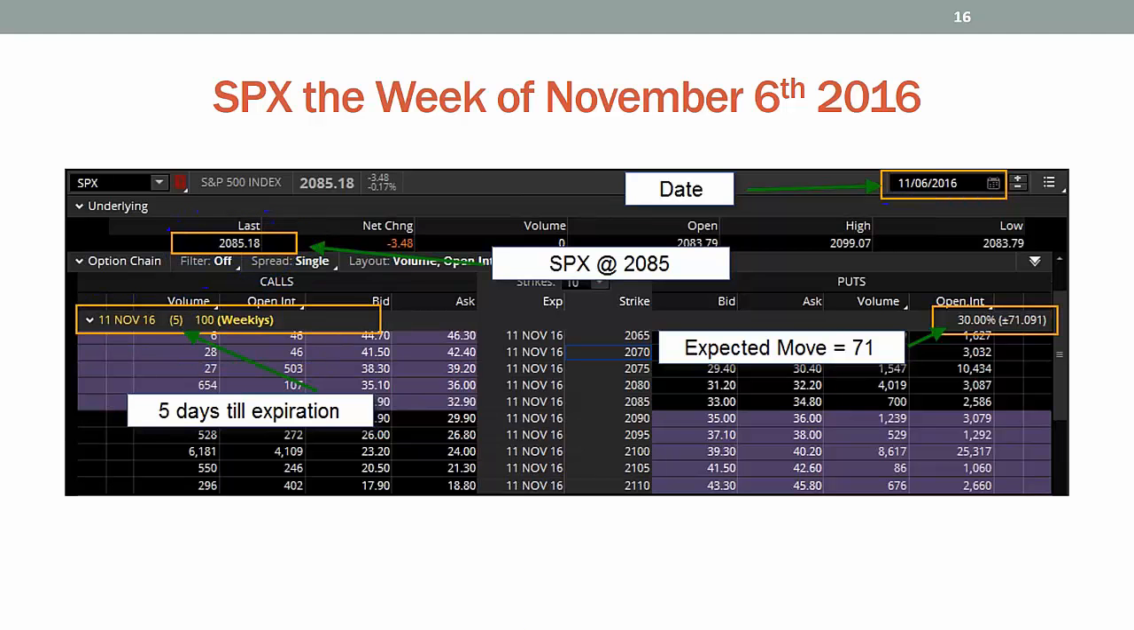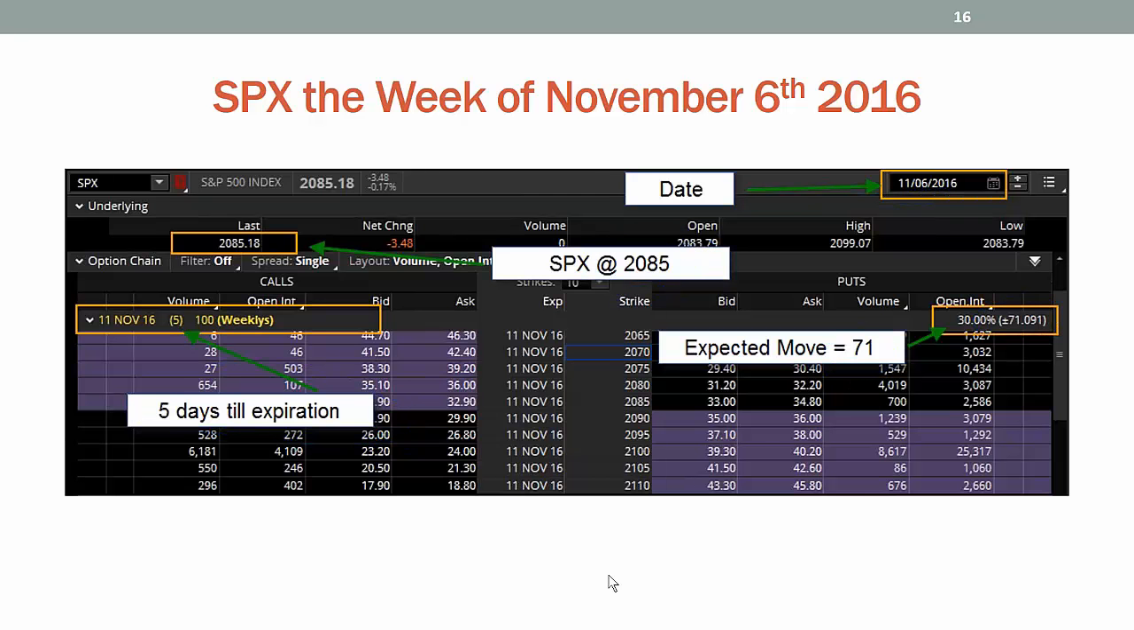So what we're looking at now, this data was saved from Friday. Nobody on Friday knew about the FBI stuff. Nobody on Friday knew the outcome of the election. The SPX was trading at 2085. The date, you've got it right there. The expected move, look on the right-hand side of your screen. What does it say? 71 bucks, okay? There's 5 days until expiration.